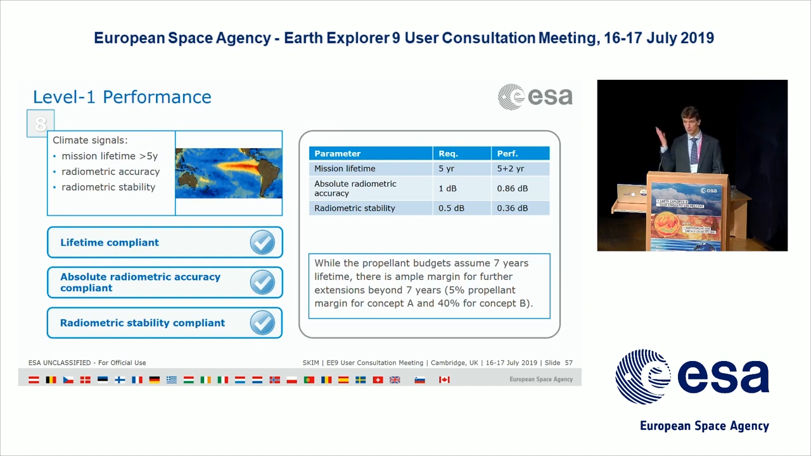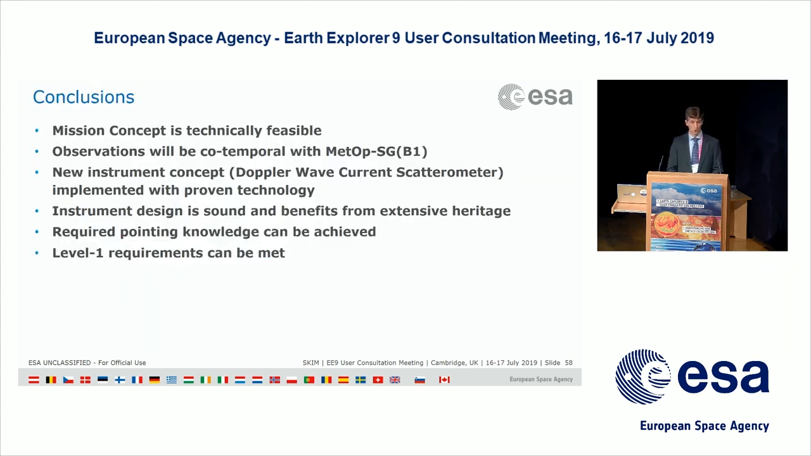So, in conclusion, the mission concept is technically feasible. The observations will be co-temporal with METOP-SG 1b. We have an entirely new instrument concept. It's called a Doppler wave current scatterometer, and this instrument is implemented with proven technology. The instrument design is sound and benefits from extensive heritage. The required pointing knowledge can be achieved, and the level 1 requirements can be met.